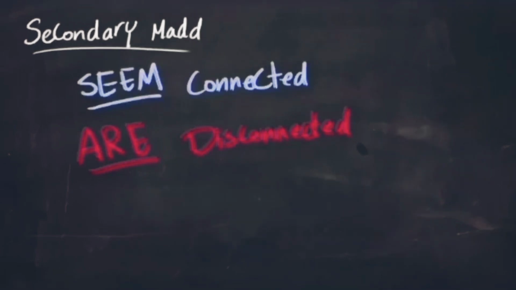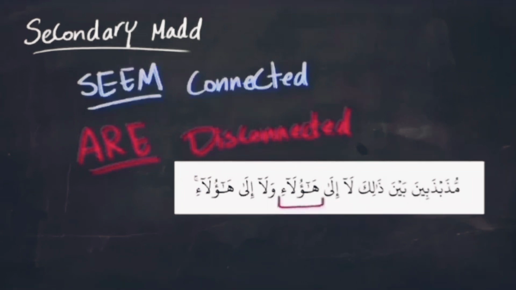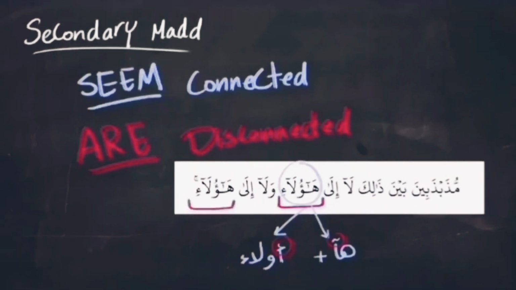Another example that seems like connected but it is disconnected is the word ha'ula. It is actually a very common word in the Quran as well. The first alif in ha'ula is actually disconnected from the rest of the word. Again, ha'ula is made up of 2 words. هؤلاء. So you can read this ayah in two ways.